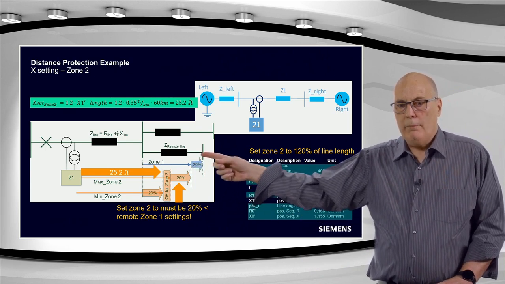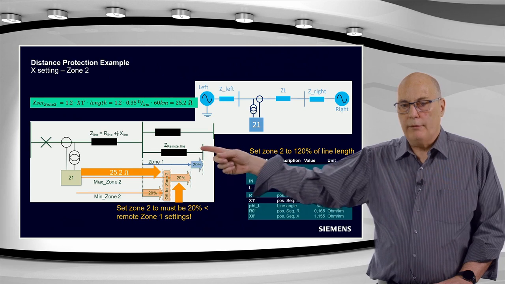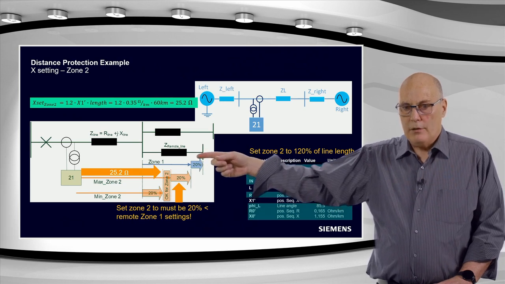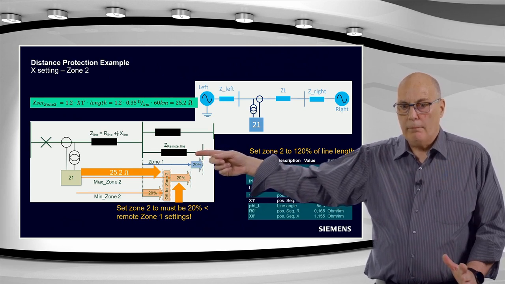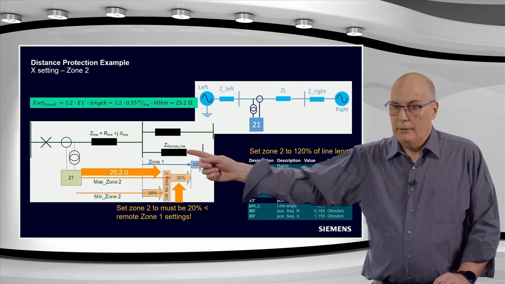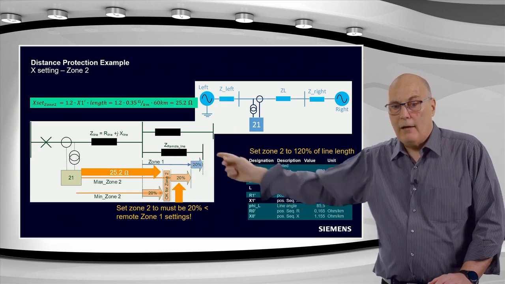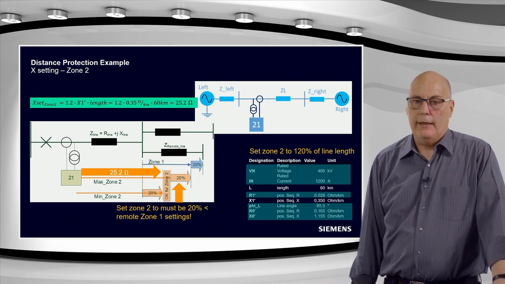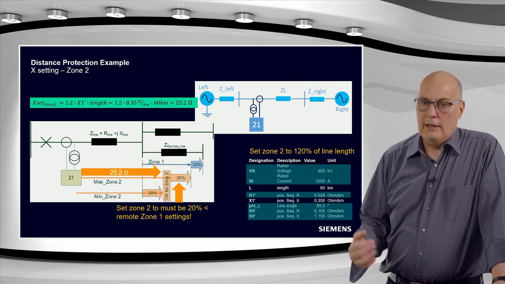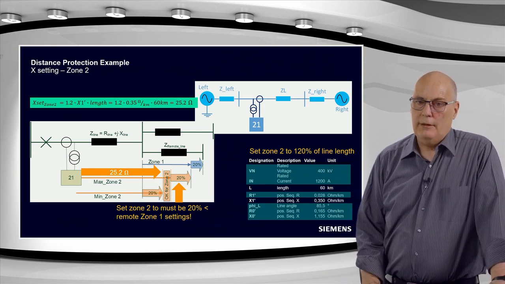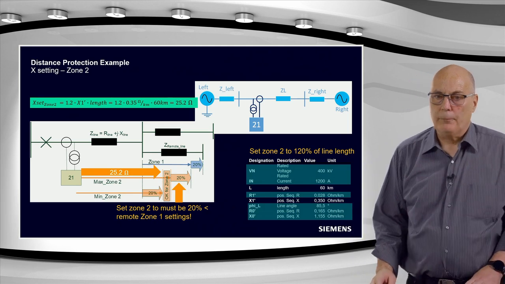What will happen if our zone 2 picks up for a fault over here? Then we will run our zone 2 time, and what will happen? This zone 1 will not trip. So the zone 2 on this feeder and our zone 2 will probably trip simultaneously. That means non-selectivity, a loss of selectivity or a bad grading condition.